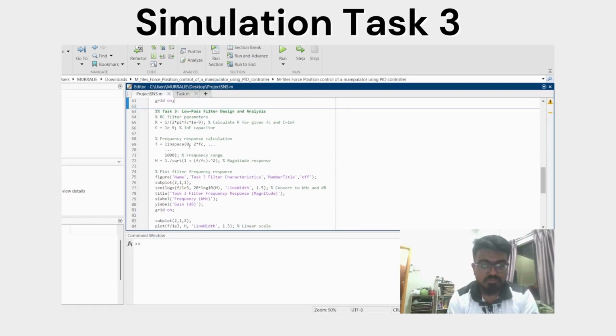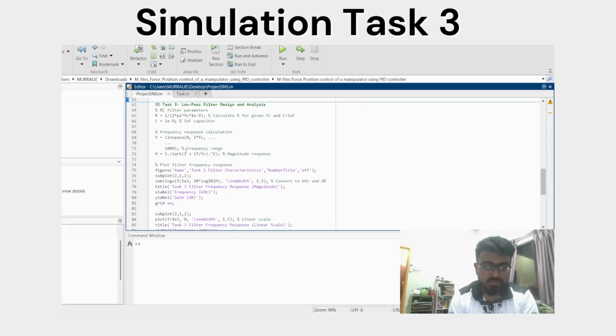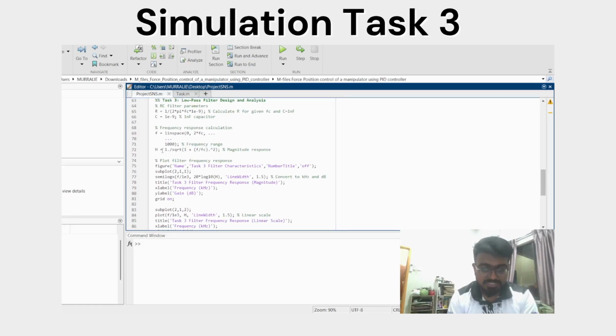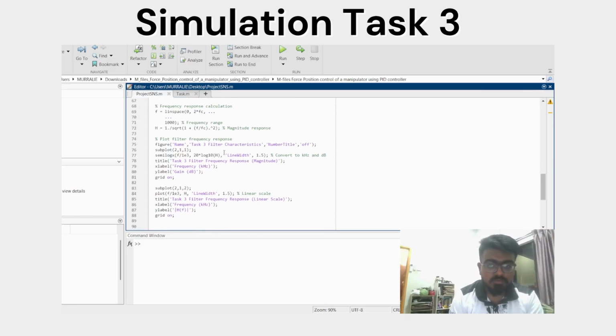F is linspace 0 to 2 times FC, and the number of points in the frequency range is 1000. H is equal to 1 over square root of 1 plus (F over FC) squared. We will make it a filtered graph, so the task 3 filter characteristic should pop out. We need to determine it in dB, so we change the signal into 20 log base 10 of H.